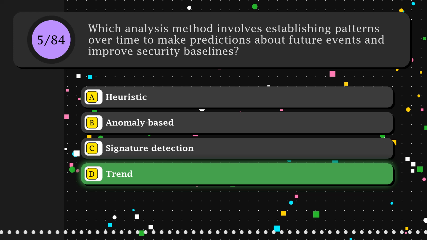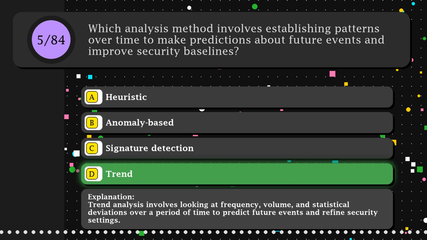The correct answer is option D. Trend. Trend analysis involves looking at frequency, volume, and statistical deviations over a period of time to predict future events and refine security settings.